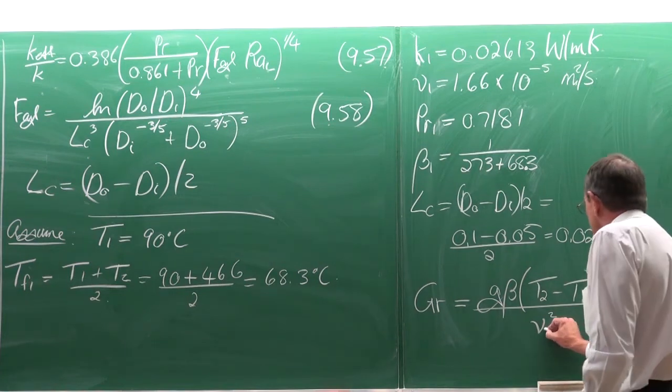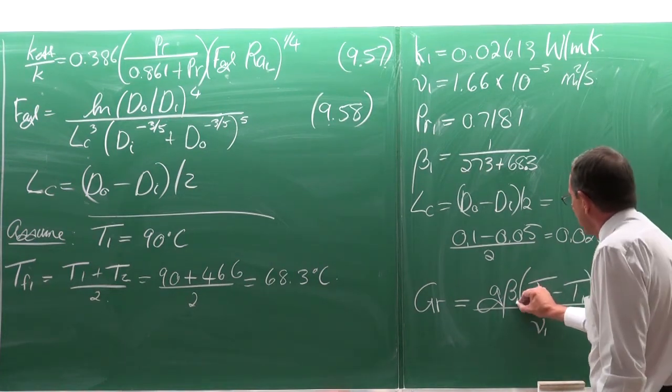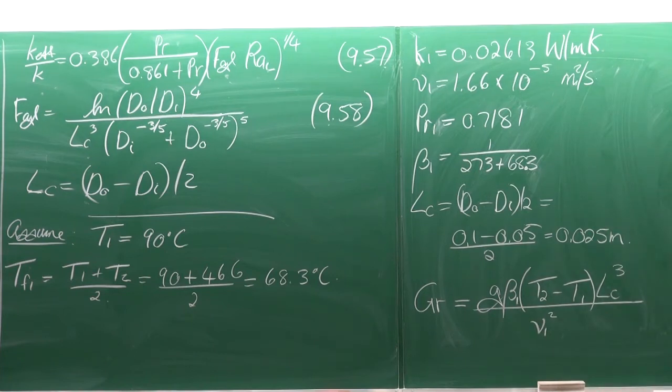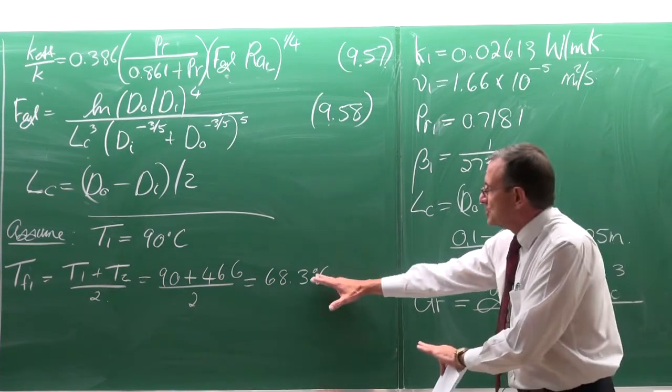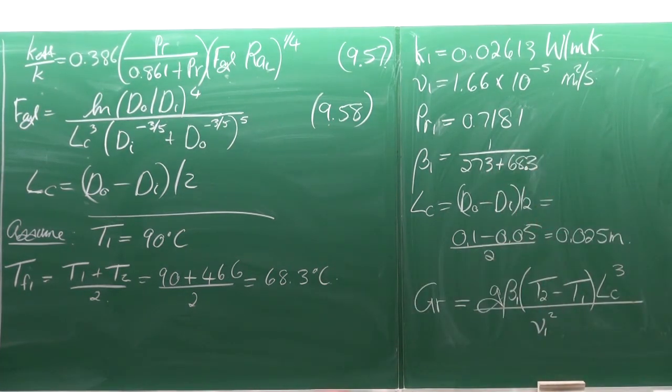So that is known. The viscosity is at 1 and that beta is at 1. It is at the average temperature between the two surfaces.